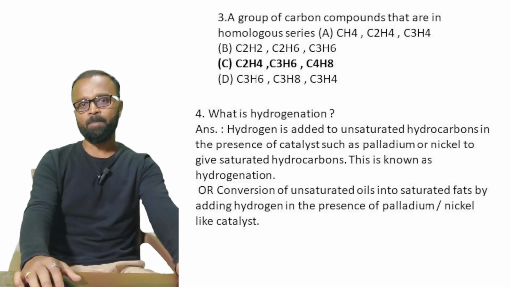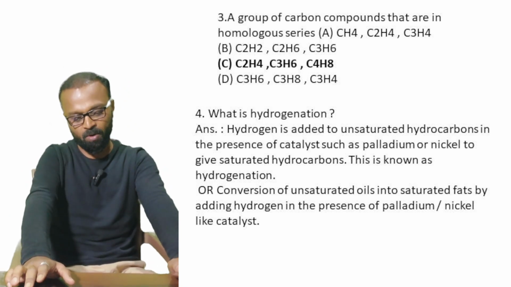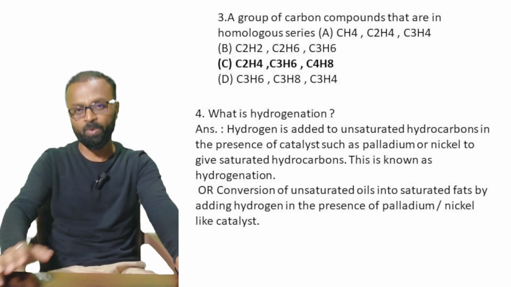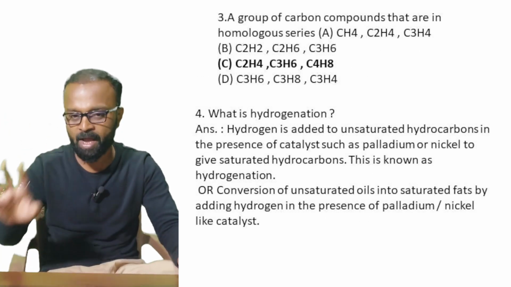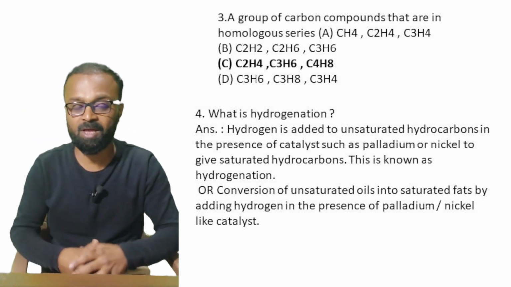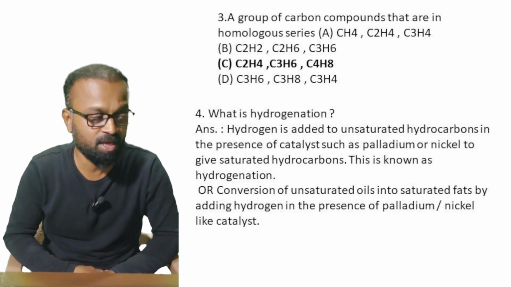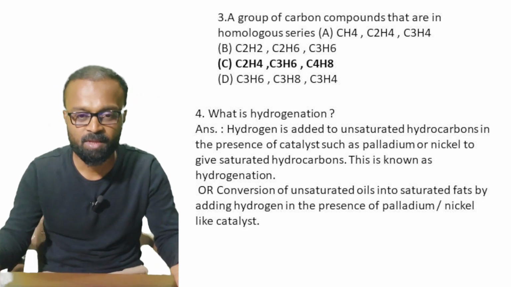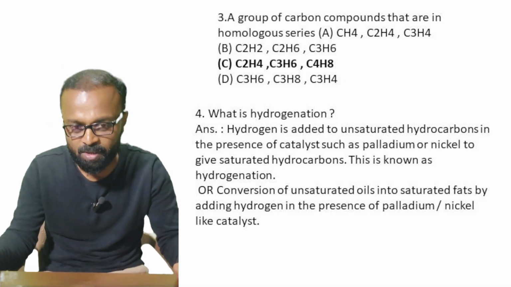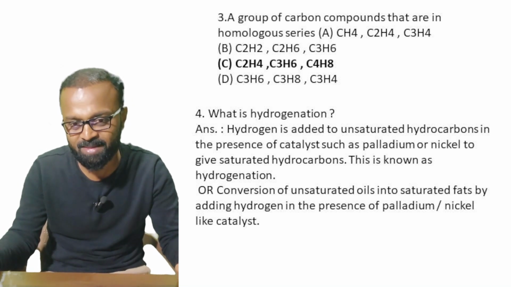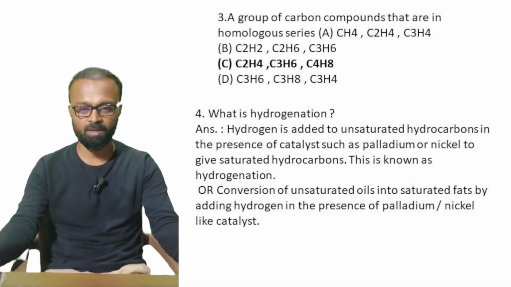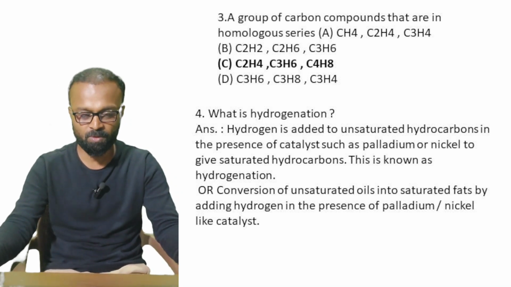Again, the group of carbon compounds that form a homologous series. See, homologous series means what? The current hydrocarbon compound and the next hydrocarbon compound will differ by 1 carbon and 2 hydrogen, that is CH2. Any preceding and next hydrocarbon compound differ by CH2. That is called a homologous series. You can see in option C, C2H4 is there, C3H6 is there. These two differ by CH2. Again C3H6 and C4H8 differ by 1 carbon and 2 hydrogen. They might ask what is a homologous series, give an example. You can give any example.